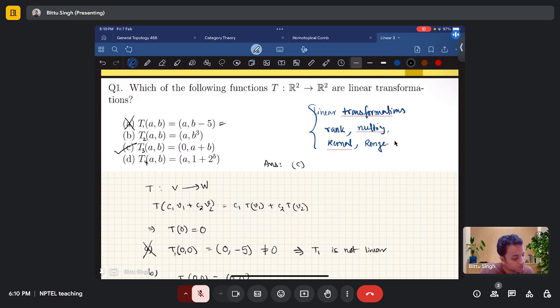But we can again see that D is incorrect. Why? Because for option D, T4 of 0 comma 0 gives A which is 0, and now 1 plus 2 to the power B, B is also 0, so it is 0 comma 2, which is non-zero. So by the same reason, T4 is not linear.